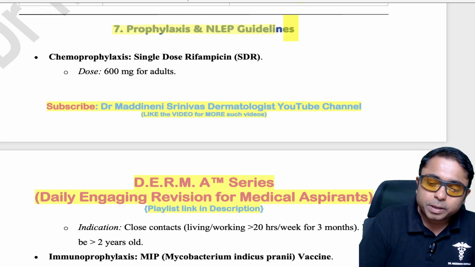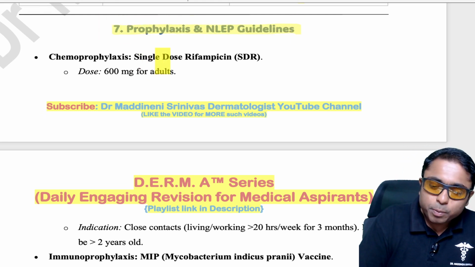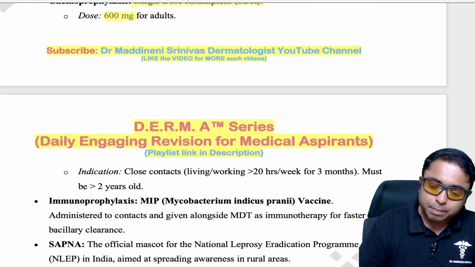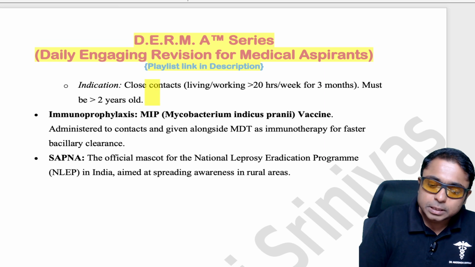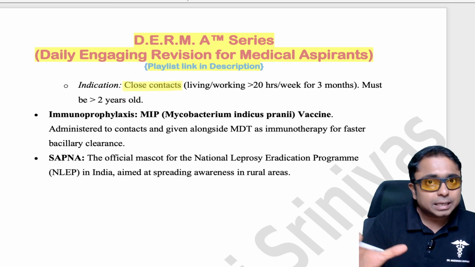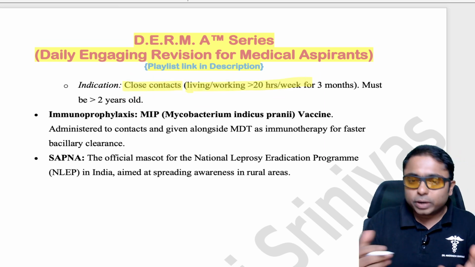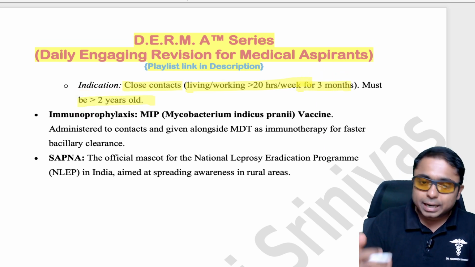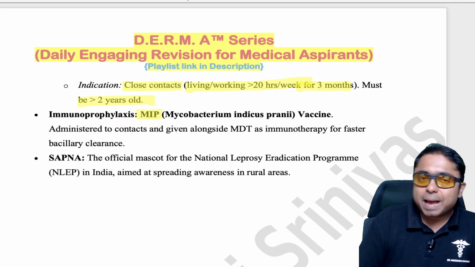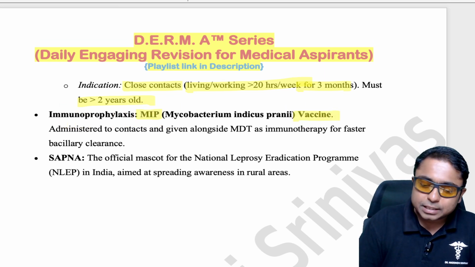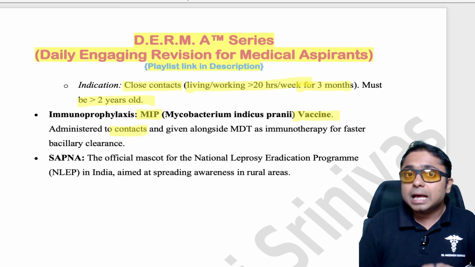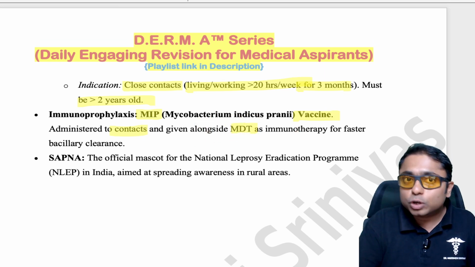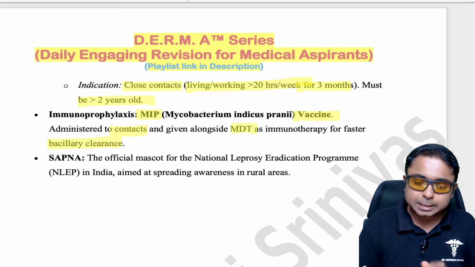Now coming back to this topic, prophylaxis and NLEP. Chemoprophylaxis with a single dose of rifampicin of 600 mg for adults can be used. What are the criteria to be fulfilled for this? They should be close contacts of the cases, living or working for more than 20 hours per week for a minimum of 3 months, and must be 2 years of age or older. Immunoprophylaxis with MIP, Mycobacterium indicus pranii vaccine, can be administered to the contacts and also to the cases along with the MDT as a part of immunotherapy for faster bacillary clearance.